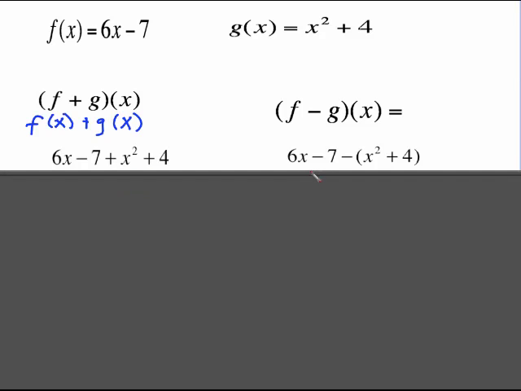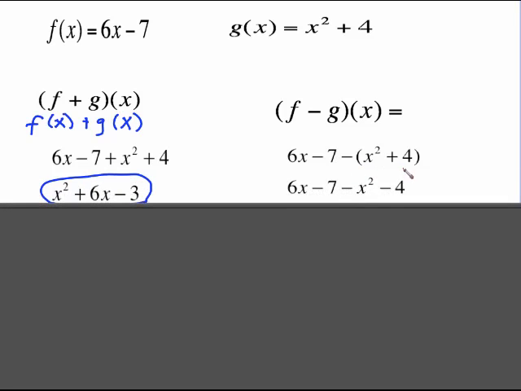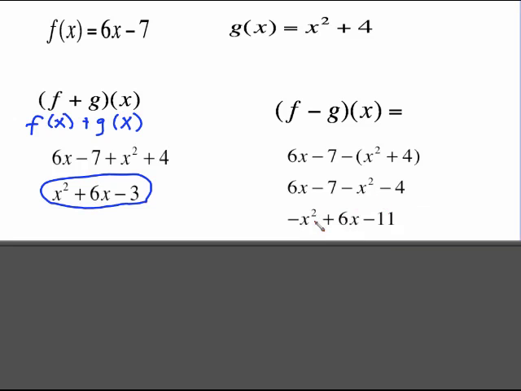Over here, same kind of thing. F minus g, be sure you put the minus in front of parentheses because you are subtracting the whole quantity. That means we need to distribute the negative through there, which is how we get this. Combine your like terms and rewrite it in descending order. Gives me negative x squared plus 6x. Put those together gives you negative 11. So this is your answer for f minus g of x.